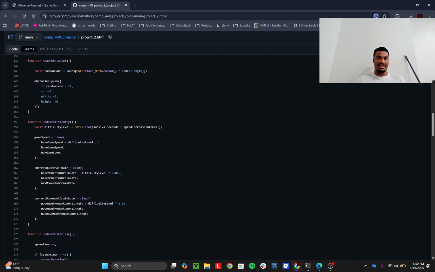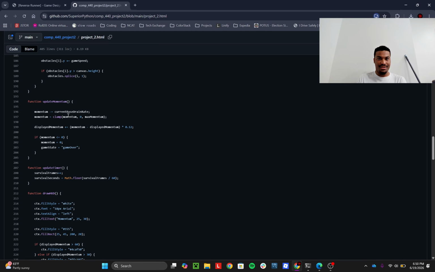And for the difficulty system, like the last game, difficulty increases based on our survival time. With more time, obstacle speed increases and the passive momentum drain increases. And the movement momentum drain also increases as well, which keeps the pressure increasing throughout the round.